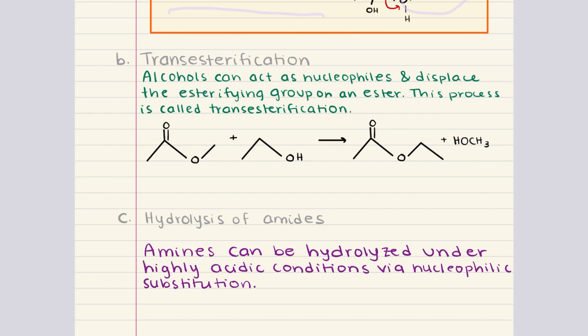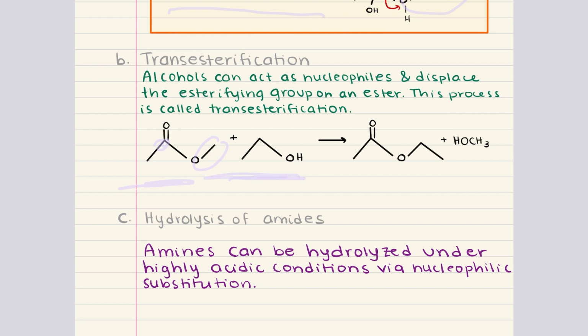So in this process, the alcohol acts as the nucleophile, and it attacks the carbonyl carbon of the ester. This leads to the displacement of the original alkoxy group and replacement with the new alcohol group. So for example, in this reaction that's shown here, we start with an ester molecule and it reacts with ethanol.